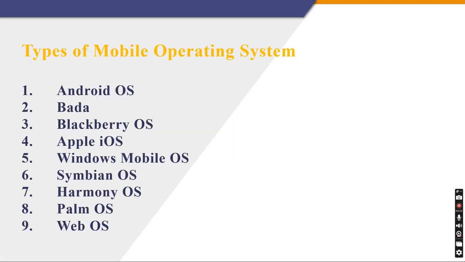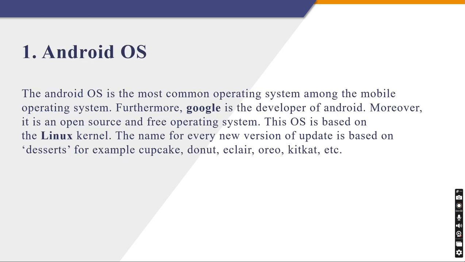In this video, we will learn many types of mobile operating system like Android OS, Bada, BlackBerry OS, Apple iOS, Windows Mobile OS, Symbian OS, Harmony OS, Palm OS, and Web OS. Many students know Android OS and Apple iOS, but five to six types of operating systems are not used in daily life because they are costly. So let's discuss every topic in depth.